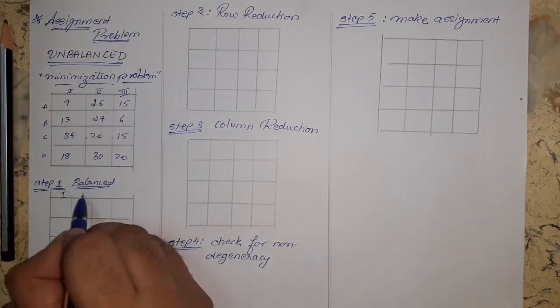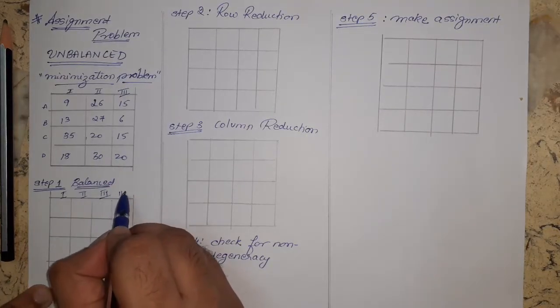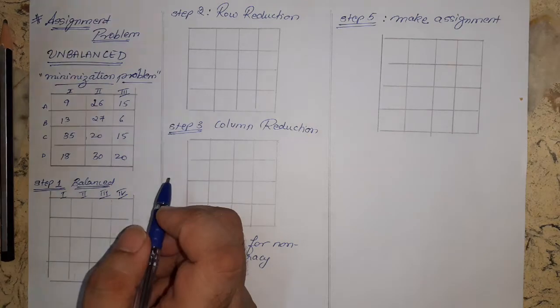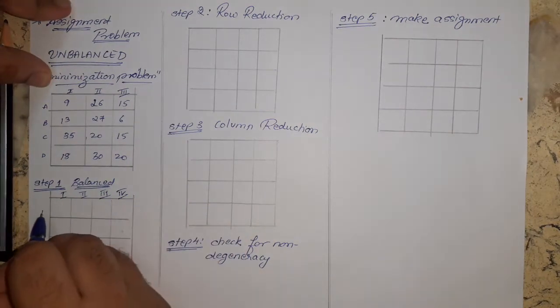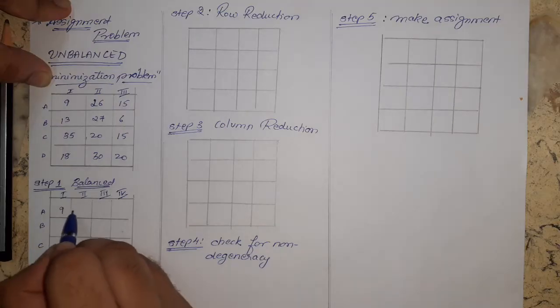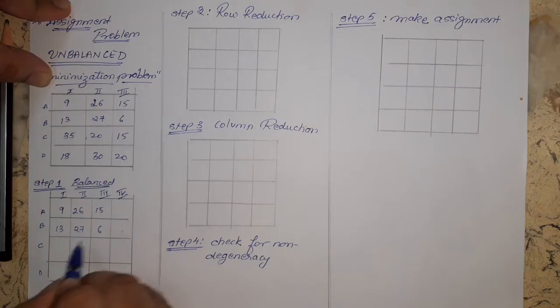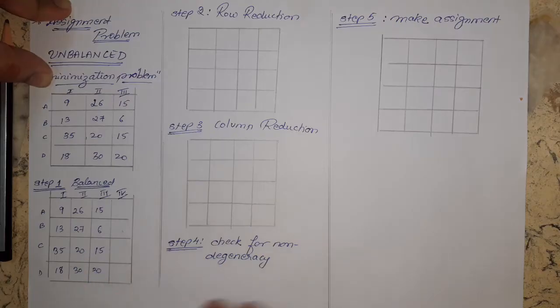Column 1, 2, 3 are already there in the question. We'll have to add one more column, and it will be known as a dummy column. A, B, C, D are your 4 rows. So we'll first note down all the values which are given in the question. This is all the values which I've taken from the question.